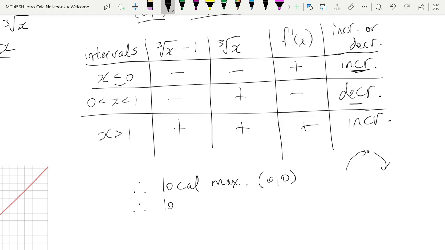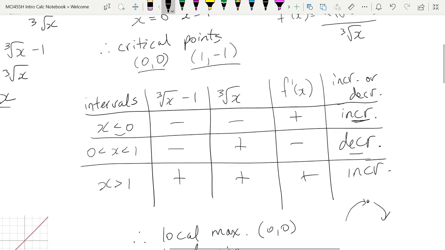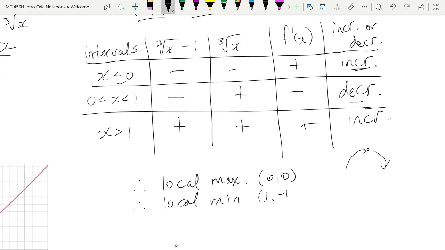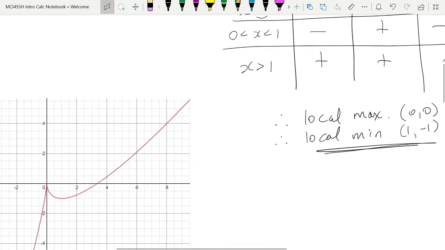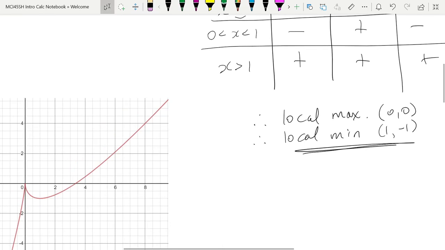And we also have a local minimum at, what was the other point again? 1, negative 1. Because we're decreasing on the way to the point, and then we're increasing after the point. So there we go. That gives us a look at whether we have local maximums or minimums. We found them. That was the question. And just to check with Desmos, the graph looks like this, which is interesting.